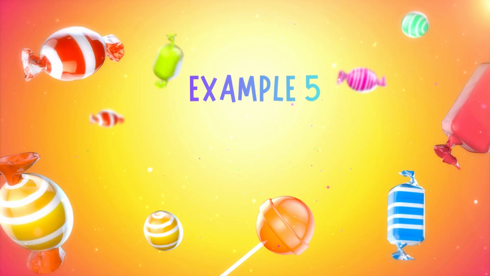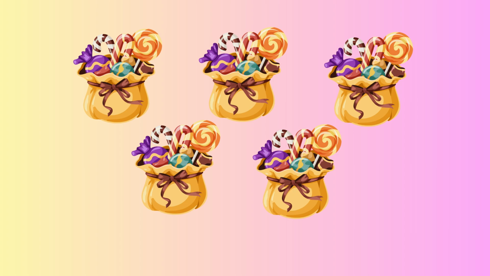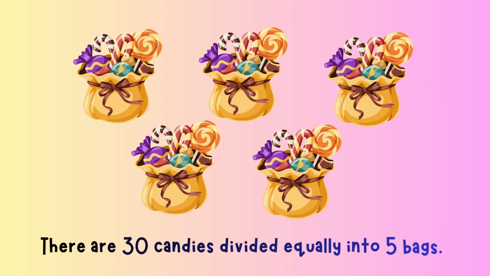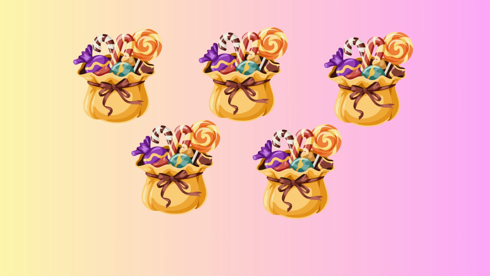Example 5. Candy bags. One last one, and it's sweet. There are 30 candies divided equally into 5 bags. How many candies go in each bag? 30 divided by 5 equals 6. Each bag gets 6 candies.